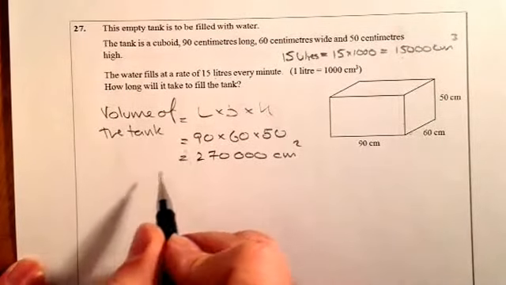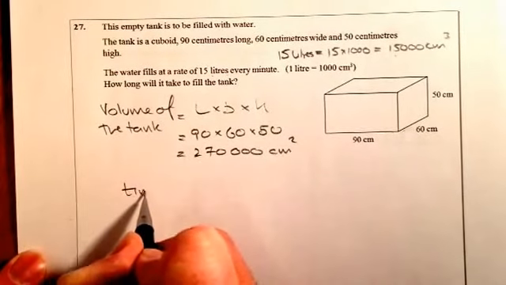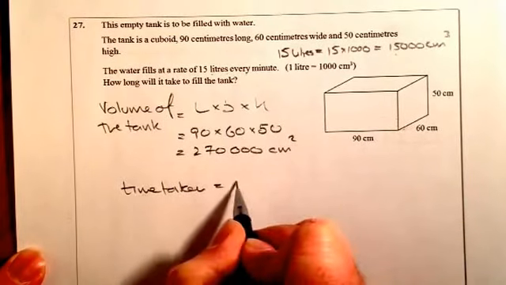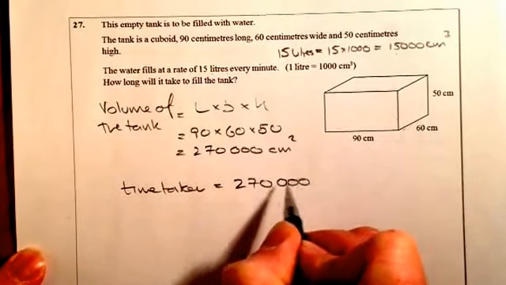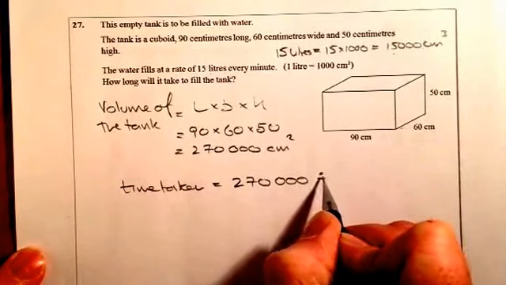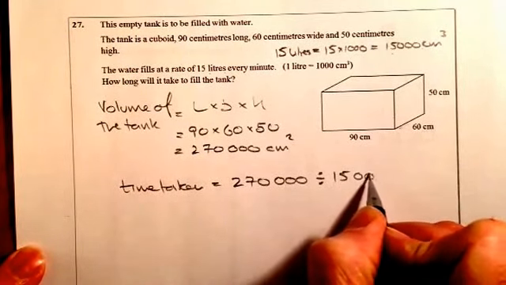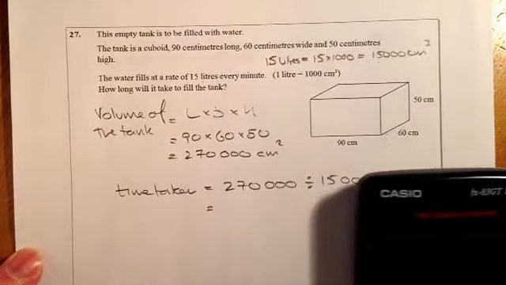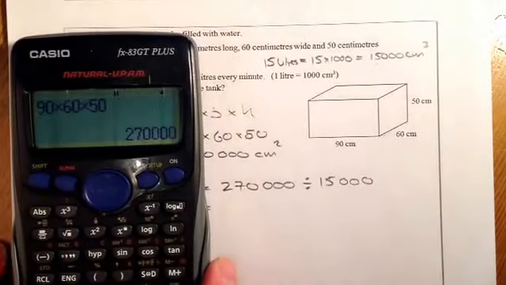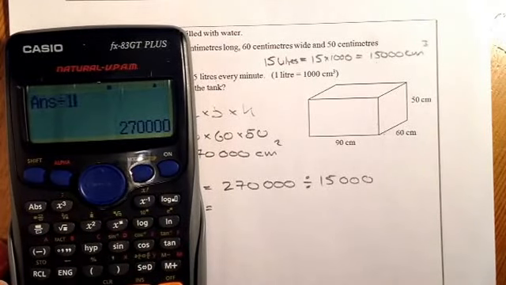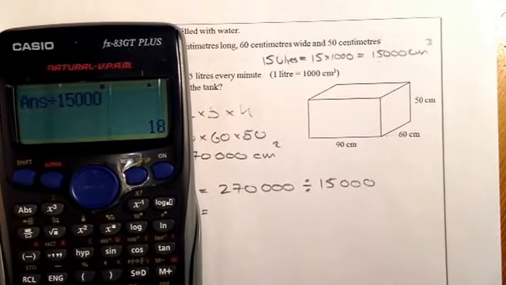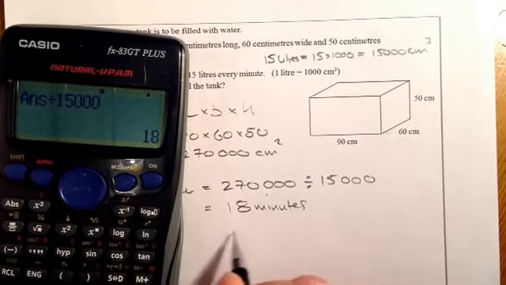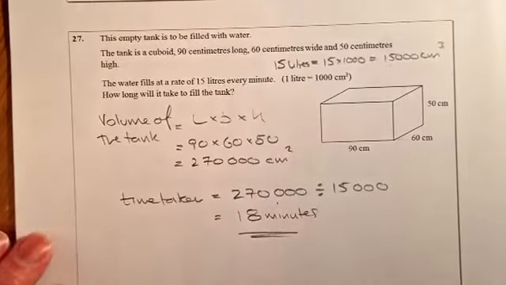Right, so the way I'm going to work out the time taken is going to be equal to the amount that I've got to fill, which is 270,000. I'll divide that by the amount it fills every minute, and that'll give me how many minutes it takes. So 270,000 divided by 15,000 gives me an answer of 18, and that will be in minutes. So that's the final answer for that one.